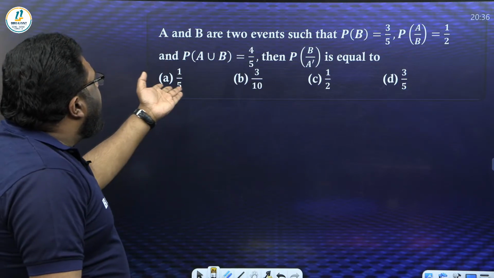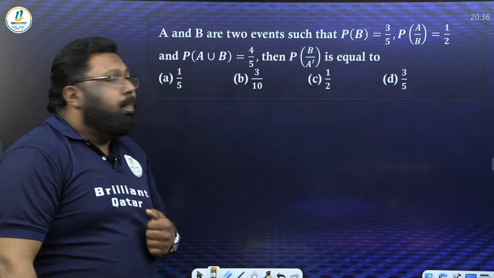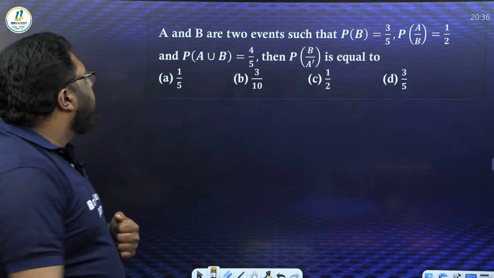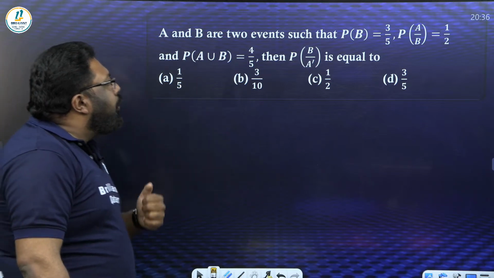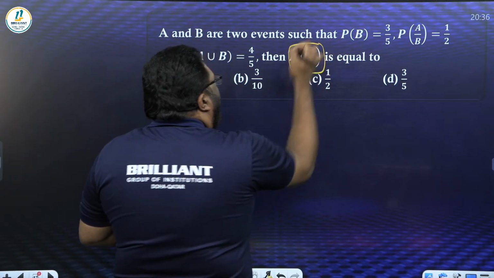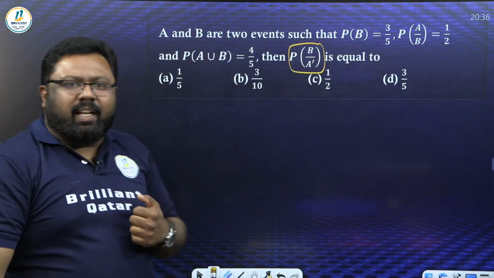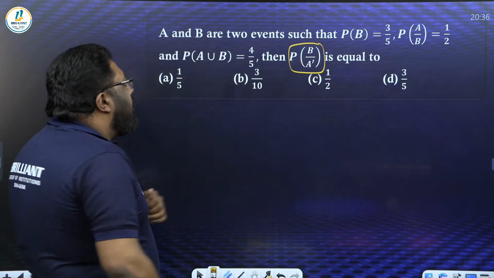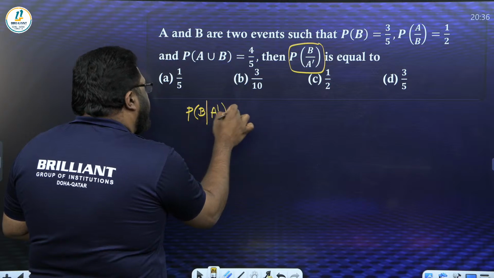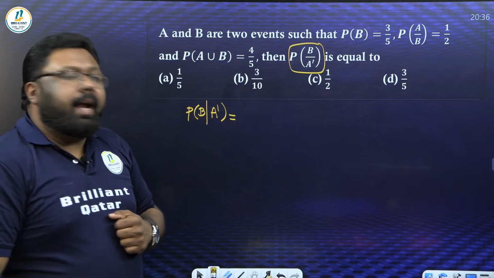Next, A and B are two events such that P of B is equal to 3 by 5, P of A by B is equal to 1 by 2, P of A union B is equal to 4 by 5. This time, this is a little bit interesting question. Normally, complement is always in the numerator or on both. This time the complement is in the denominator. I want B by A dash.